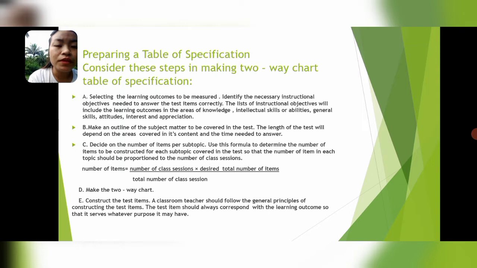Number of items equals number of class sessions times desired total number of items, divided by total number of class sessions. D. Make the two-way chart. E. Construct the test items. A classroom teacher should follow the general principles of constructing the test items. The test item should always correspond with the learning outcome so that it serves whatever purpose it may have.